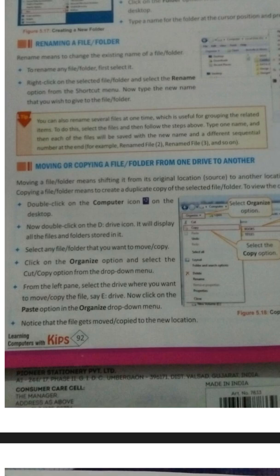Next one is renaming. By default the folder will be created with the name New Folder, and you have to change its name. For changing the name, you have to select rename. How? Bring that arrow onto the folder and right click. The rename option will come to you, select that option. After that, type whatever name you want to give from the keyboard.